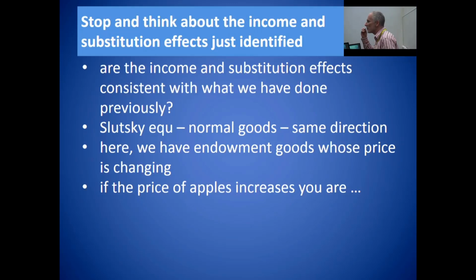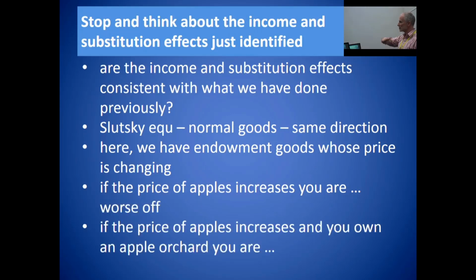What would happen though? Exactly the same, the price of apples increases, but you are the owner of an apple orchard. The price of apples increases, you are not worse off, but rather you are better off, because you've got an endowment of a good that changes. And that's what we've now seen in this intertemporal framework. The price of your endowment has changed. And that's what causes income and substitution effects to move in opposite directions.